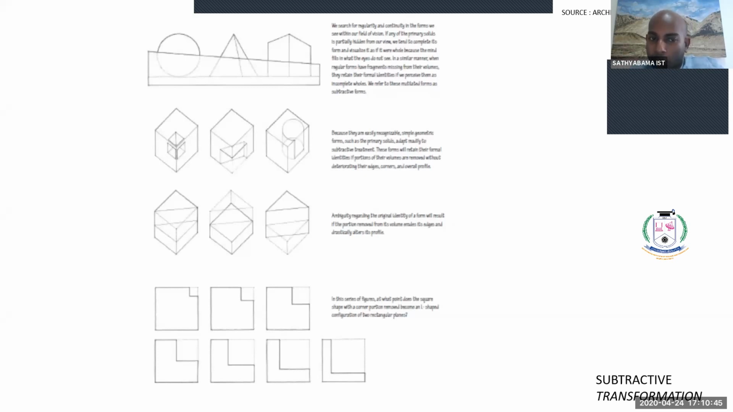So in this case, it was a cuboid, and you begin to notice that you start seeing it like extruded triangles, right? And the last set of illustrations talk about the subtraction of a square, right? And you keep removing parts of it until a point where it begins to look like an L-shaped form. So clearly, as the degree of subtraction increases, you begin to face the loss of identity of the original form.